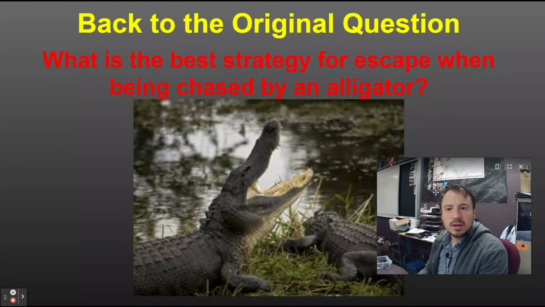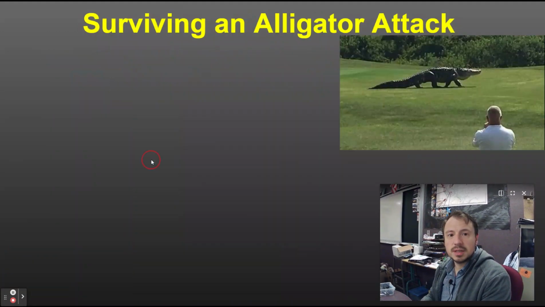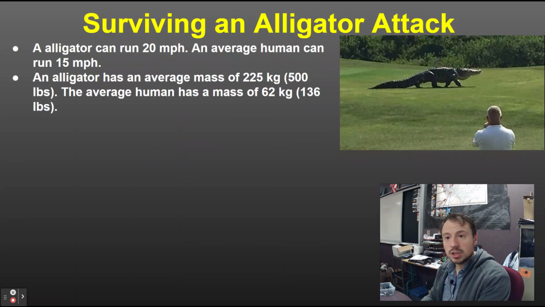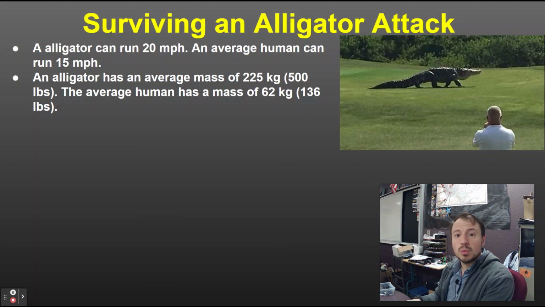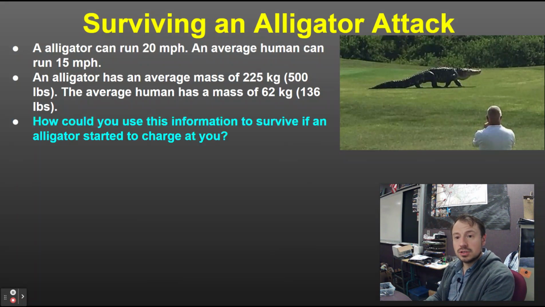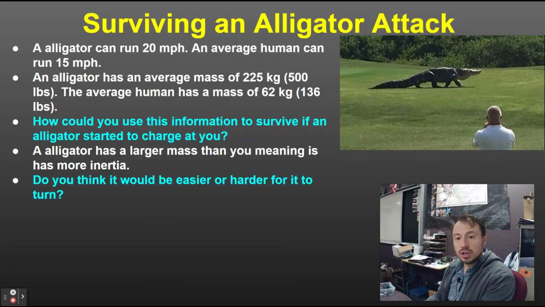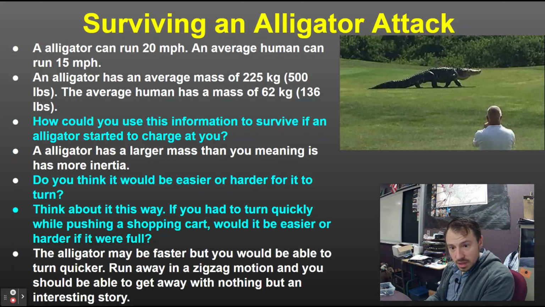Just another way to reiterate this: what's the best strategy for escape when being chased by an alligator? An alligator can run faster than you, 20 miles per hour, right? But an alligator has more mass, 225 kilograms. The average human has a mass of 62 kilograms. So the alligator has a larger mass, meaning it has more inertia. So the alligator may be faster, but you would be able to turn quicker.